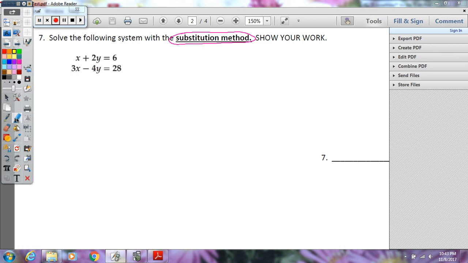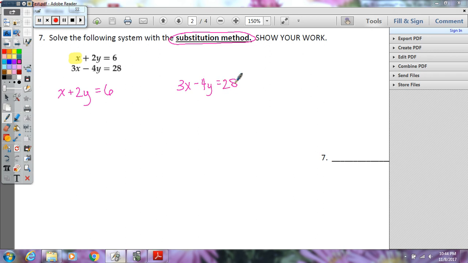What's the easiest one to get by itself? Yeah, it's going to be the one that doesn't have a number in front of it. So that x right there, that's the equation we want to start with. So on the left-hand side, we're going to write down that x plus 2y equals 6, because that's the equation we're starting with. And then over on the right-hand side, we're going to write down the other equation.